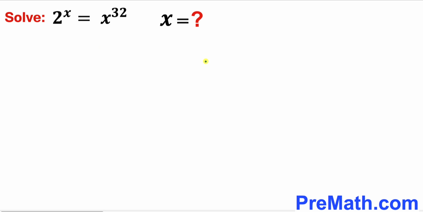Let's go ahead and get started. And here's our very first method. Let's focus on this given exponential equation. And here I have copied down that equation: 2 power x equals x power 32.